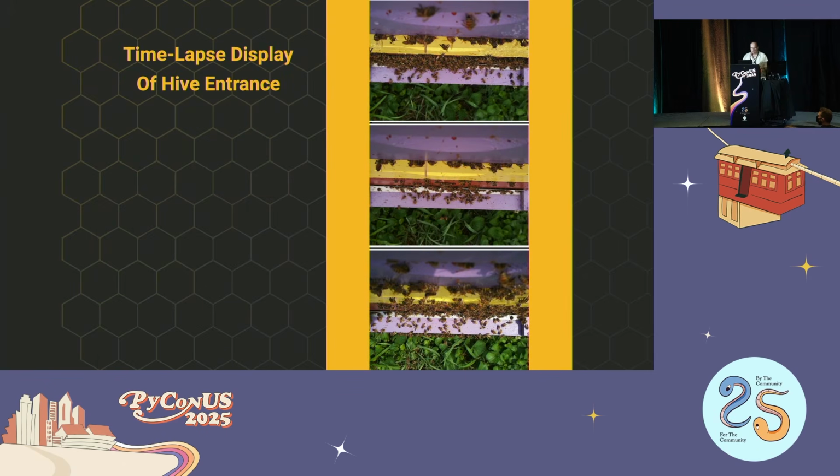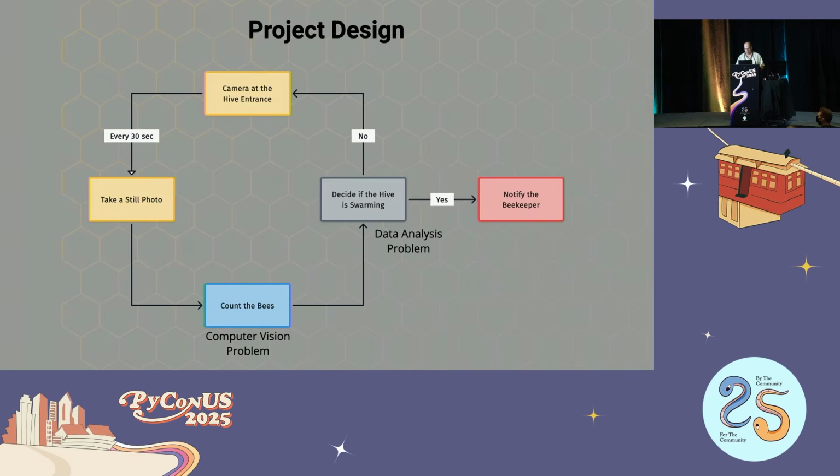So what am I expecting to see? This shows 3 images of the entrance to the hive over the course of 2 minutes, with images taken by the Raspberry Pi. During a swarm event, there will be a lot more bees emerging from that hive.